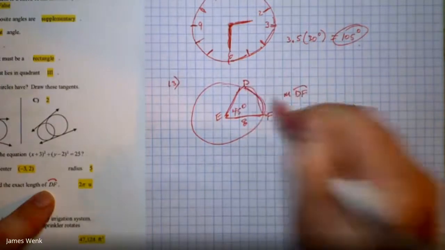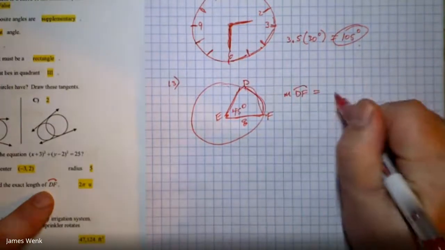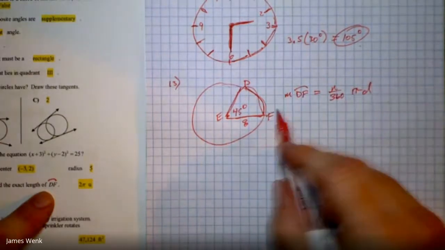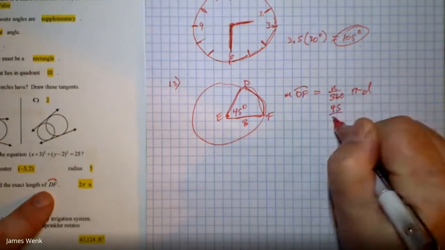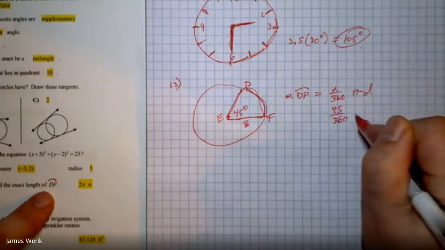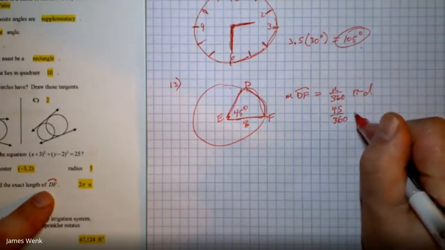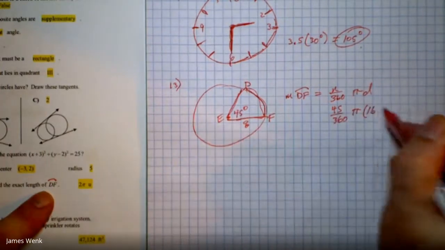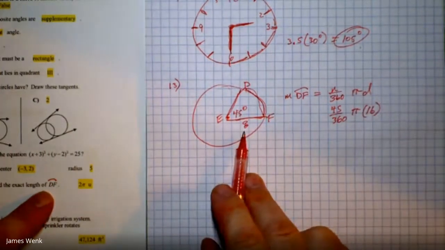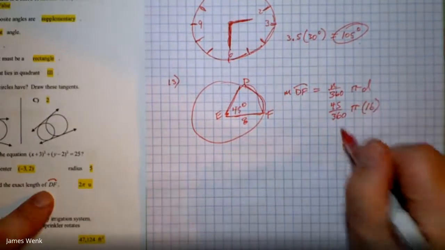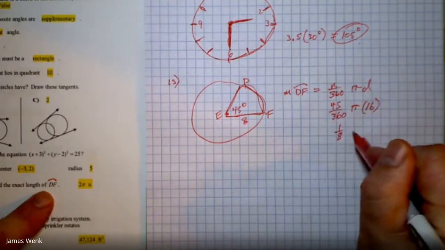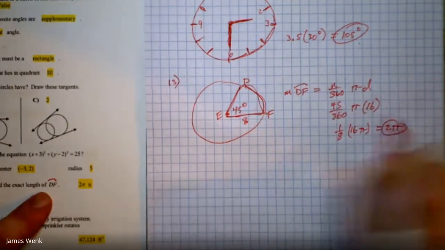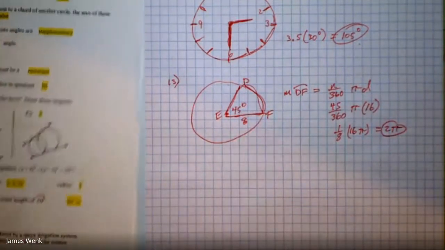All right, number 13 talks about finding the length of arc DF. And you remember the formula from the notes. What is it again? N over 360 pi d. So you got 45 over 360. I think that's 1/8 of pi times diameter 16. The radius is 8, so the diameter will be 16. And so it'll be 1/8 of 16 pi, which will be 2 pi. That's the length of that arc right there, arc DF.